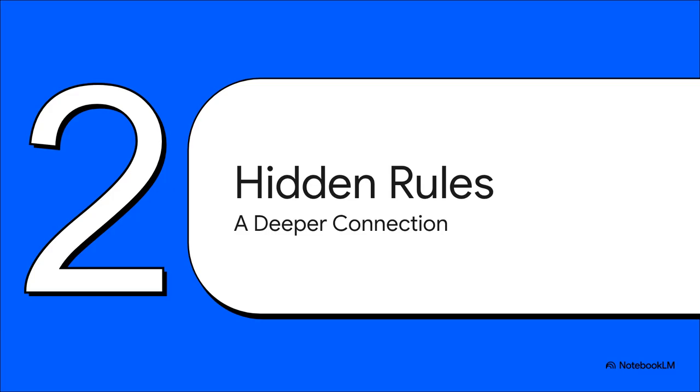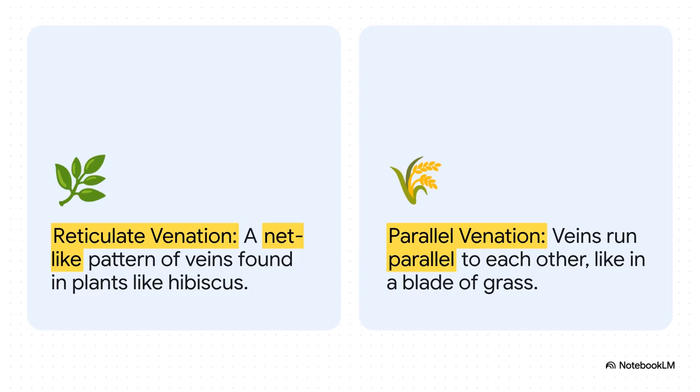Okay, but that's just scratching the surface. What if I told you there are hidden rules, a secret instruction manual that connects parts of a plant that you would never think are related? This right here is where things get really interesting. So clue number 1 is hiding in plain sight. On the leaf. It's the pattern of the veins.